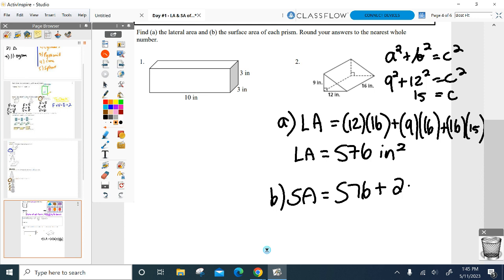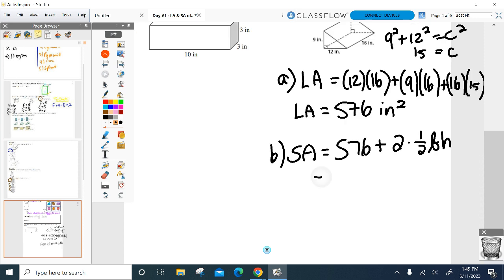Oh, good thing we just had unit 11. 2 times 1/2 BH. And before some of you calculator whizzes ask, doesn't the 2 and the 1/2 cancel? Yes, they will. You can just put BH. Fine, you got me there. Plus 2 times 1/2 times, what's the base and the height of one of those triangular bases?